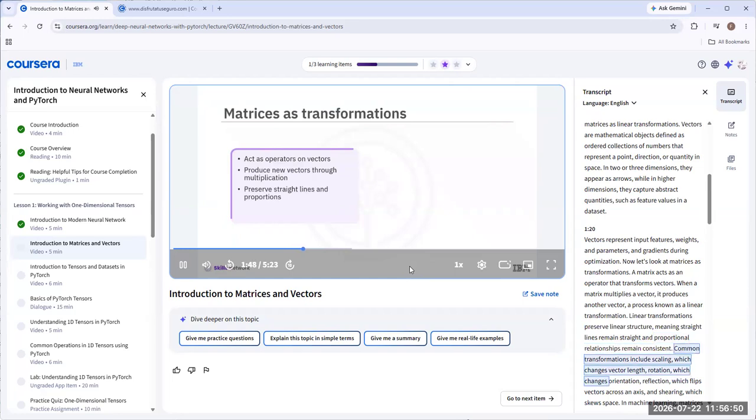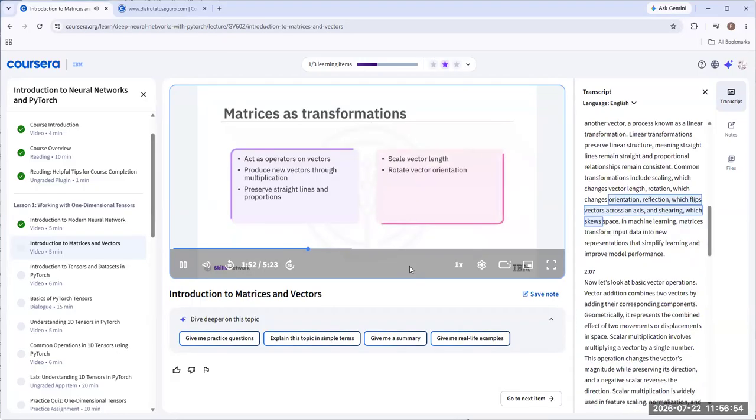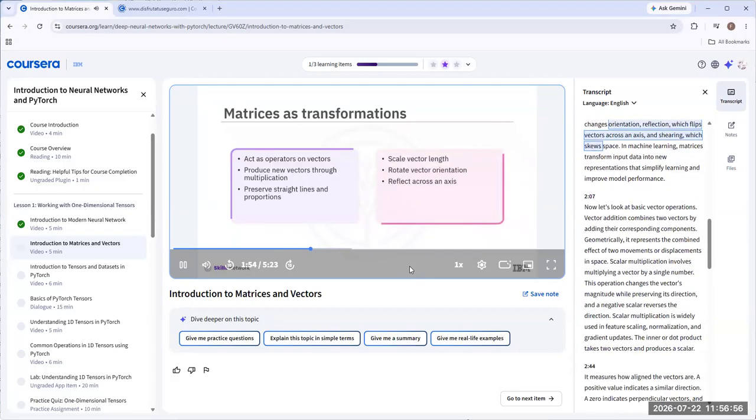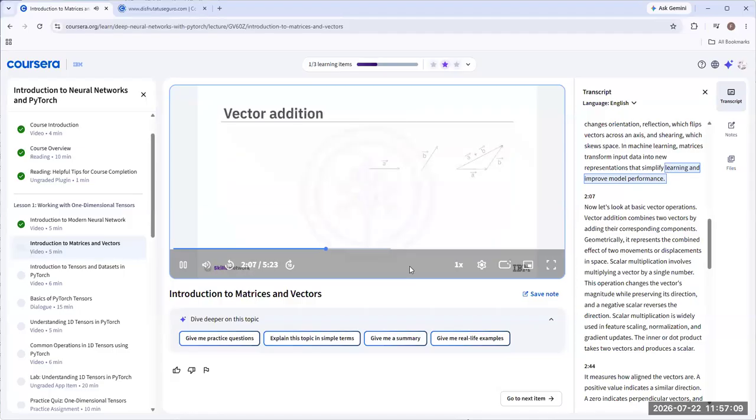Common transformations include scaling, which changes vector length, rotation, which changes orientation, reflection, which flips vectors across an axis, and shearing, which skews space. In machine learning, matrices transform input data into new representations that simplify learning and improve model performance. Now let's look at basic vector operations.